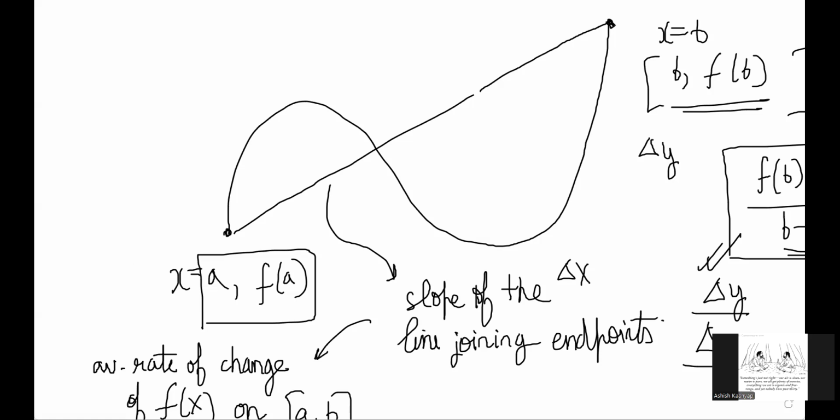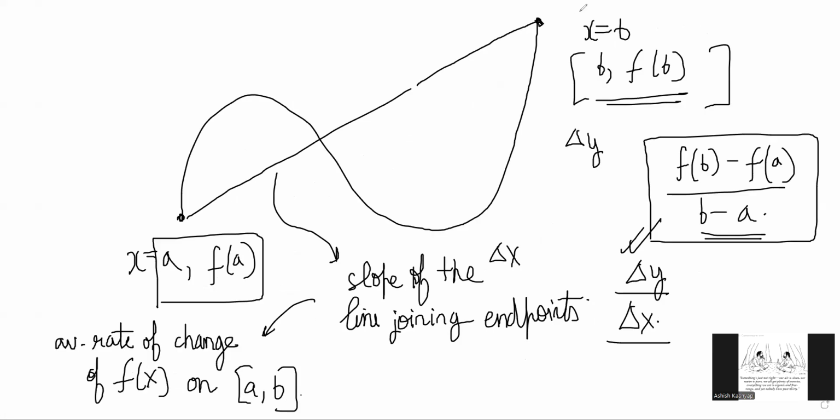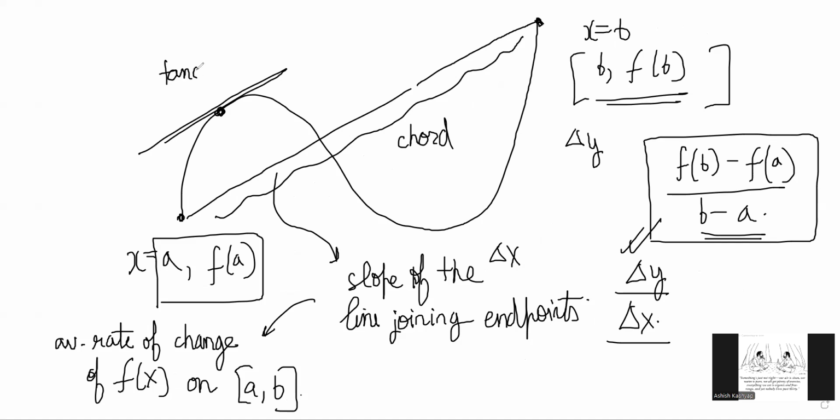Yes, sir. So if that was the average rate of change of the function, now the theorem is saying that there has to be a point in this interval from a to b where the slope of the tangent is going to be equal to the slope of the chord. This is my chord, this is my tangent, and I'm saying that f'(c), this point is at x equal to c, slope of tangent is f'(c).